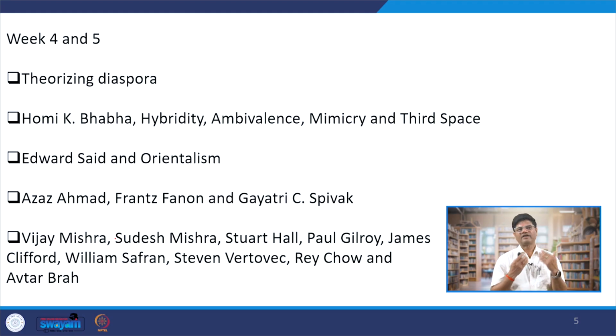We talked about Aijaz Ahmad, Frantz Fanon, Gayatri Chakravorty Spivak, Vijay Mishra, Sudesh Mishra, cultural critics like Stuart Hall, Paul Gilroy, James Clifford, William Safran, Steven Vertovec, Rey Chow, and Avtar Brah. And we tried to form a theoretical understanding of the whole process of diaspora. How does it affect the individuals, communities, cultures, and the geographies of both the home country and the host country?